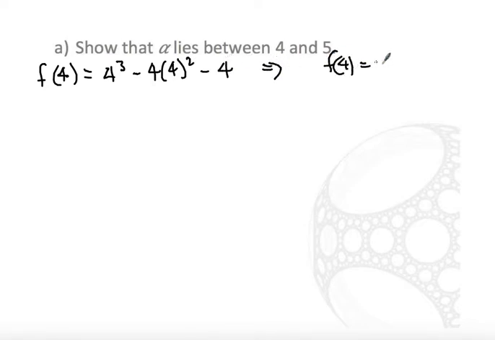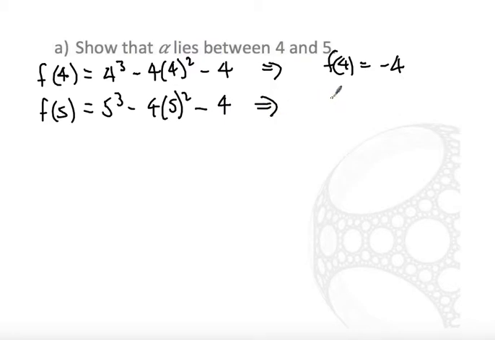I'm going to evaluate the function f of x for f of 4. So I get 4 cubed minus 4 lots of 4 squared minus 4, which gives me f of 4 equals minus 4. I'm then going to evaluate it for f of 5. So I'm going to substitute the value of 5 in, so I get 5 cubed minus 4 lots of 5 squared minus 4, which gives me, when I put this into a calculator and evaluate it, a value of 21.